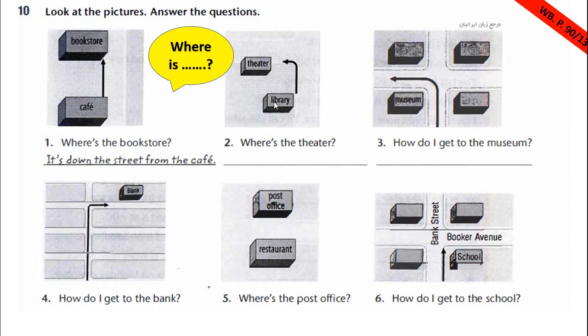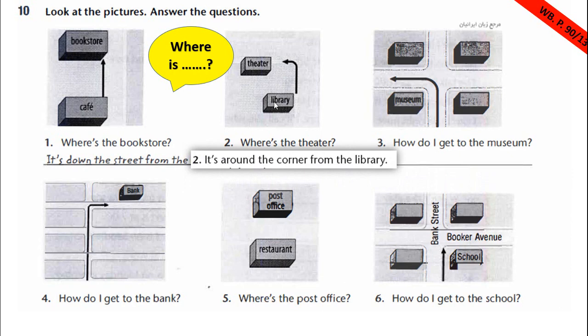Okay, think. So we have corner. Is it right or left? I can use the word corner, or I can use the right side or left side. Yeah, excellent. It's around the corner from the library. Around the corner from the library means on the corner of the street near the library.